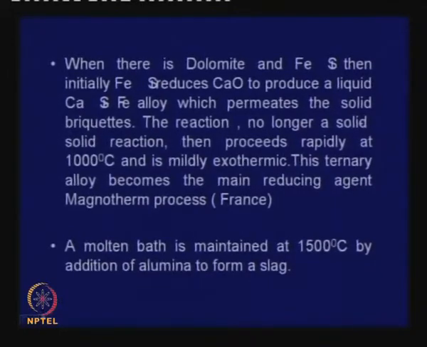An advancement of this process is where we make everything molten by having a bath at 1500 degrees centigrade, by addition of alumina to form a slag. It is called the electrothermic process.